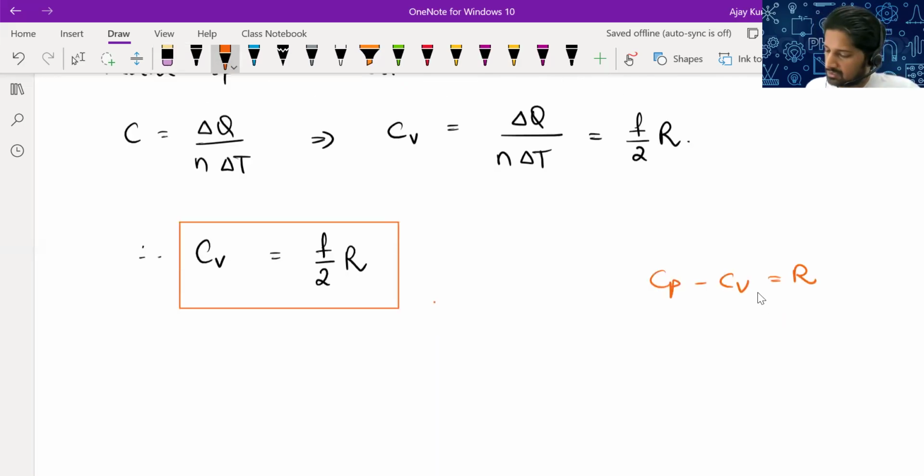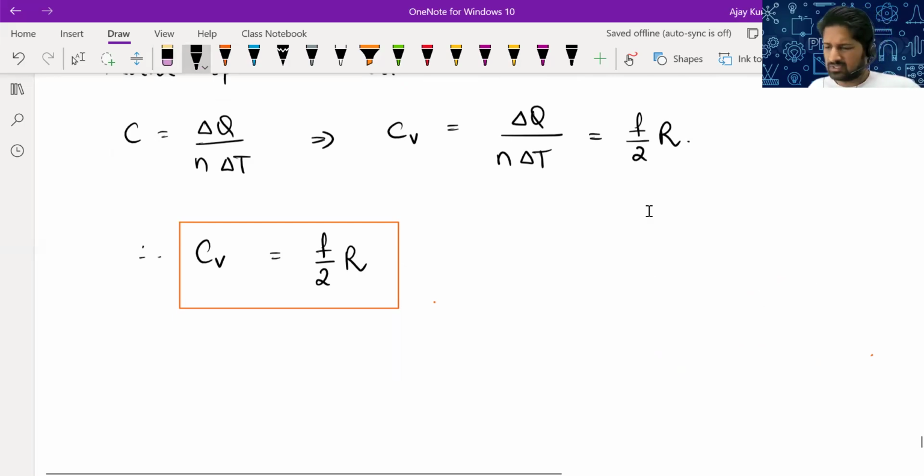Okay. Now we got Cp as F by 2 plus 1 into R. This we derived yesterday. Cv, we are now seeing that it is F by 2 multiplied with R. Obviously, if you subtract these two, it becomes equal to R itself. So this way also you can prove that Cp minus Cv is equal to R for an ideal gas. Again, needless to say, Cv depends on the degrees of freedom. So it varies from gas to gas.